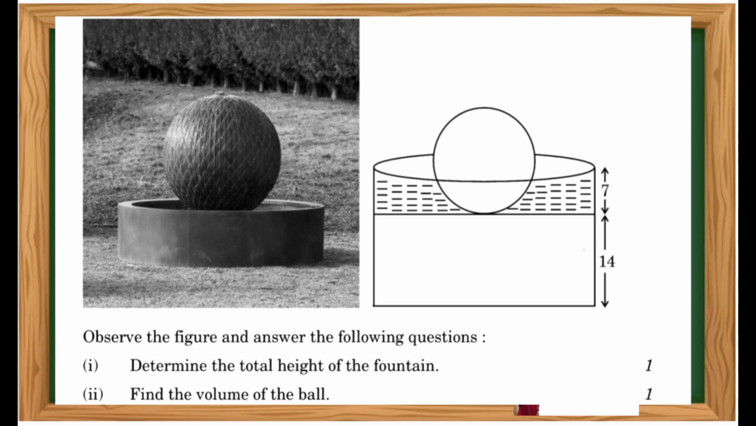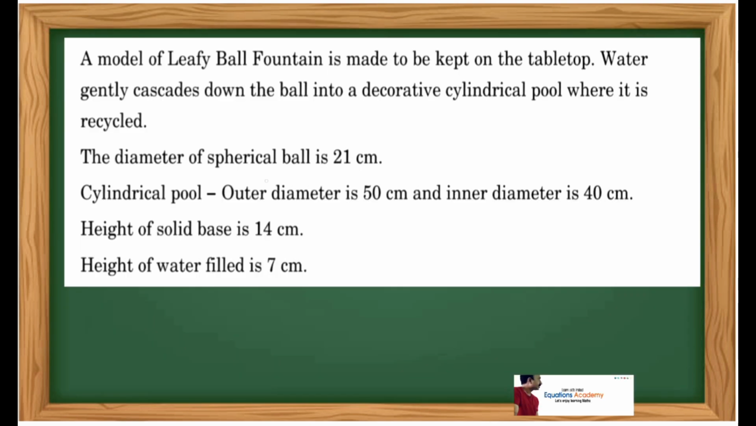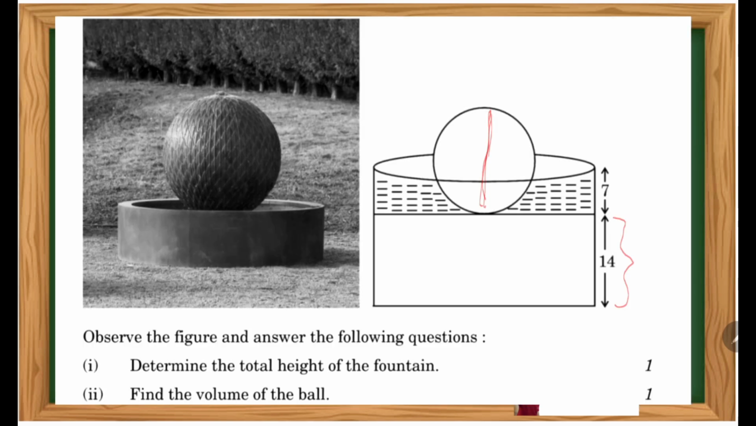This is the figure. Total height of the fountain means height of the solid base, which is 14 centimeter, plus height of the ball. Height of the ball means the diameter of the sphere. It is given that the diameter of the spherical ball is 21 centimeter.